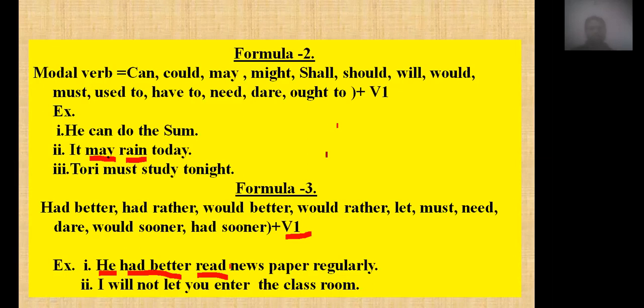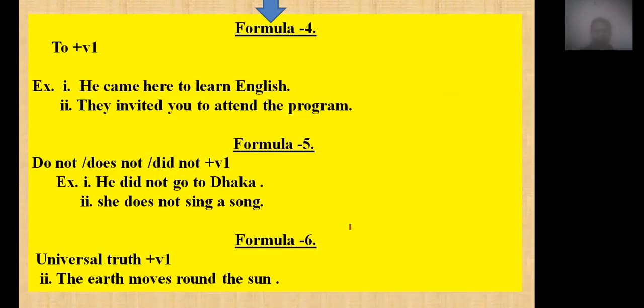Now formula number 4. In formula 4, we see to plus V1. That means generally after to, verb will be present. Okay, he came here to learn English. Here you see preposition to is available, and after to, verb will be present. Only to. After only to, verb will be present.